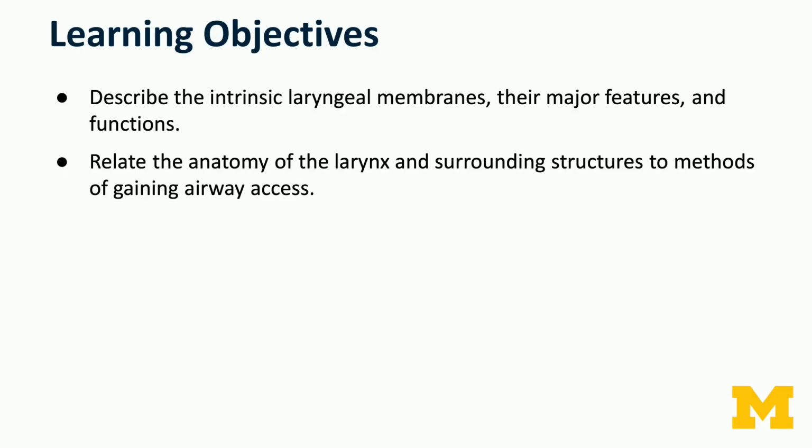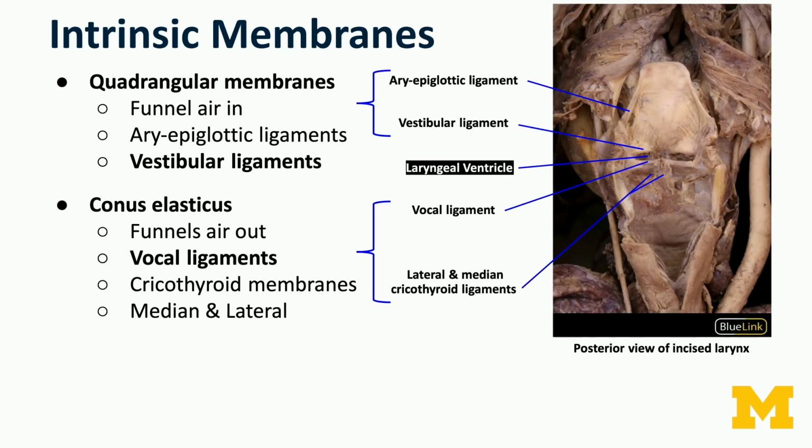In this video, we'll discuss the intrinsic laryngeal membranes, their features and how they work. We'll also relate the anatomy of the larynx and surrounding structures to methods of gaining emergency airway access. There are two sets of intrinsic laryngeal membranes. Superiorly, we have paired quadrangular membranes, and inferiorly, we have a single structure known as the conus elasticus.